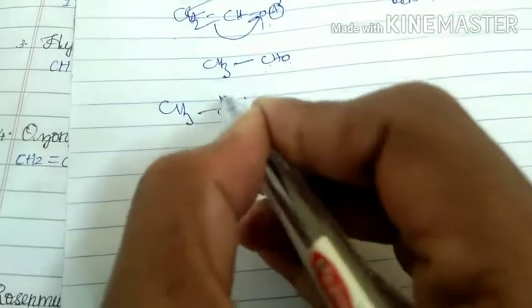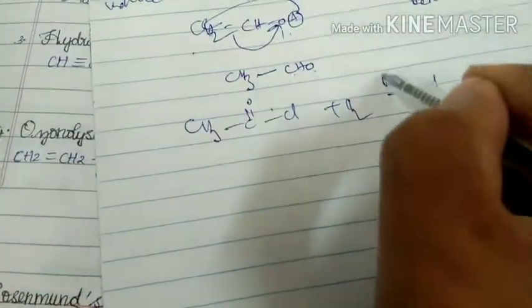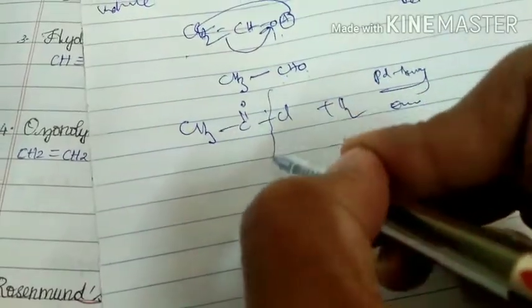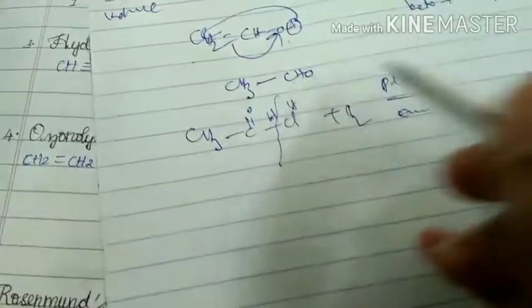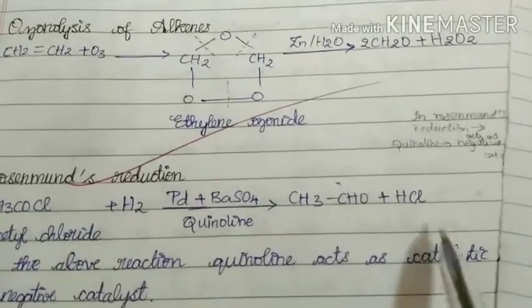See, CH3COCl. When this compound is treated with hydrogen in the presence of palladium barium sulfate and quinoline, then this bond will be broken. This side hydrogen comes, this side hydrogen comes. Finally, we get what? CH3CHO, that means acetaldehyde, plus HCl.